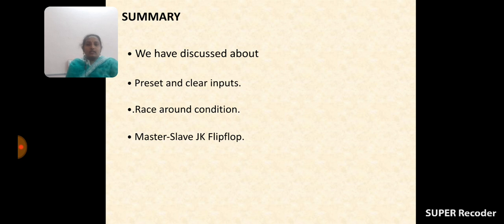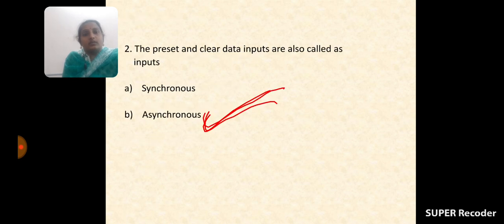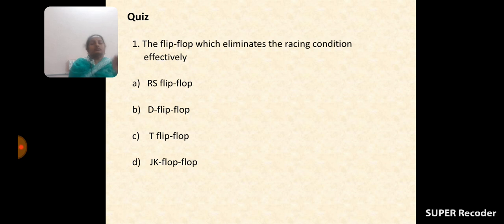And see, coming to the summary, today we have discussed what? Revise: the preset and clear inputs are there, and also master slave JK flip-flop, D flip-flop, and T flip-flop. Okay, so in today's class, what are the topics? First is what is meant by race around condition and how it is eliminated, next is the need of the JK flip-flop, and the main theme of the master slave JK flip-flop, and next, how we can design the D flip-flop and the T flip-flop.